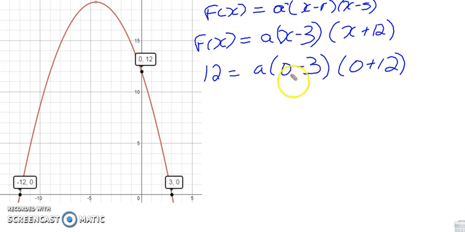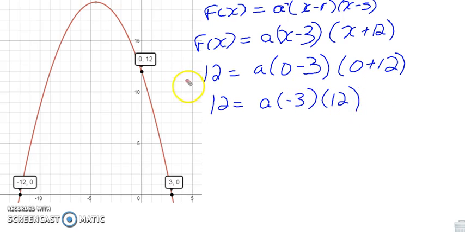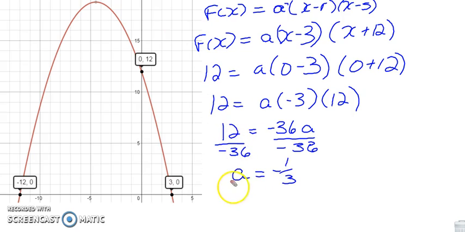I then sum the differences here of 0 minus 3 and 0 plus 12, and I now have 12 is equal to a times negative 3 times 12. So 0 minus 3 is negative 3, and 0 plus 12 is 12. I now multiply this out, and I end up with 12 is equal to negative 36a. To figure out what a is, I divide by negative 36 on both sides, and I get a is equal to negative 1/3. So now I can take this and plug it into my function.